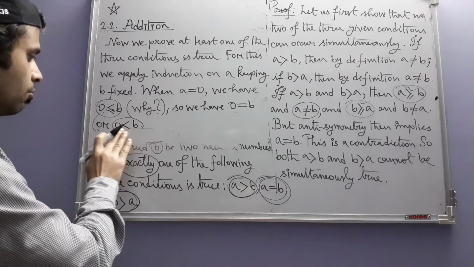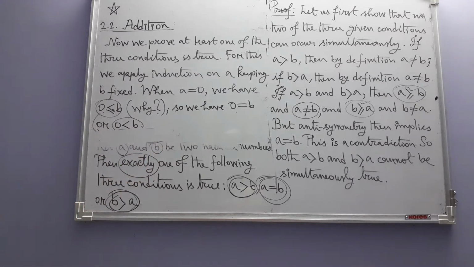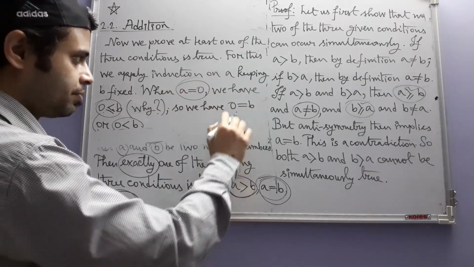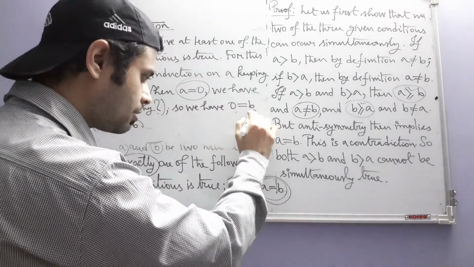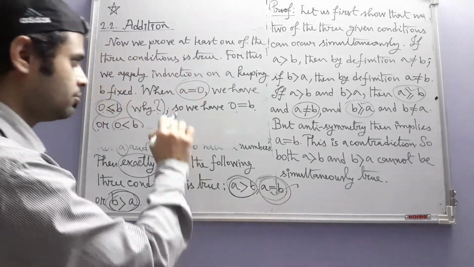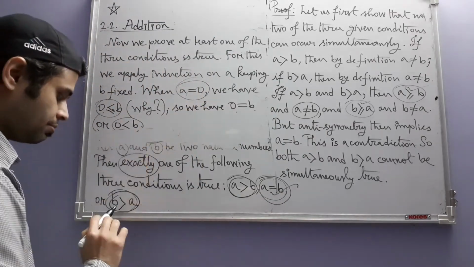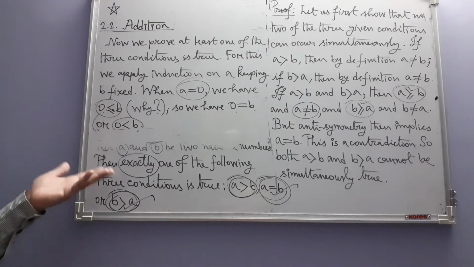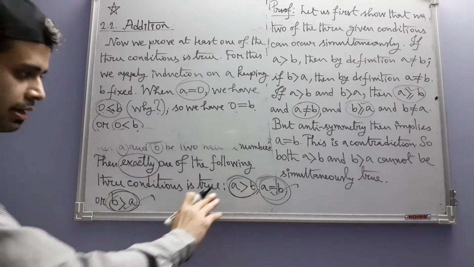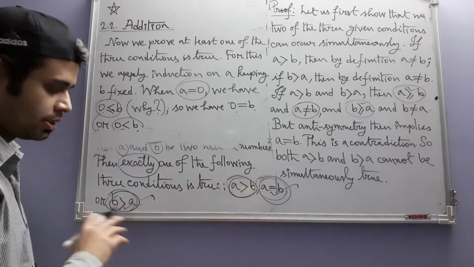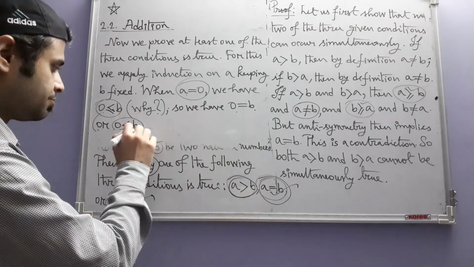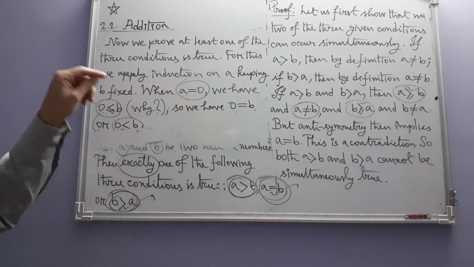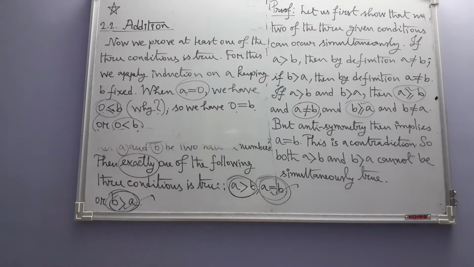Okay, now what have I achieved here actually? For the case a equal to 0, either a is equal to b, that means this is true, or a is less than b, that means this is true. So that's what I have to show, right? At least one of these conditions is true in any case. So my claim is true when a is equal to 0. This is the basis for my induction.